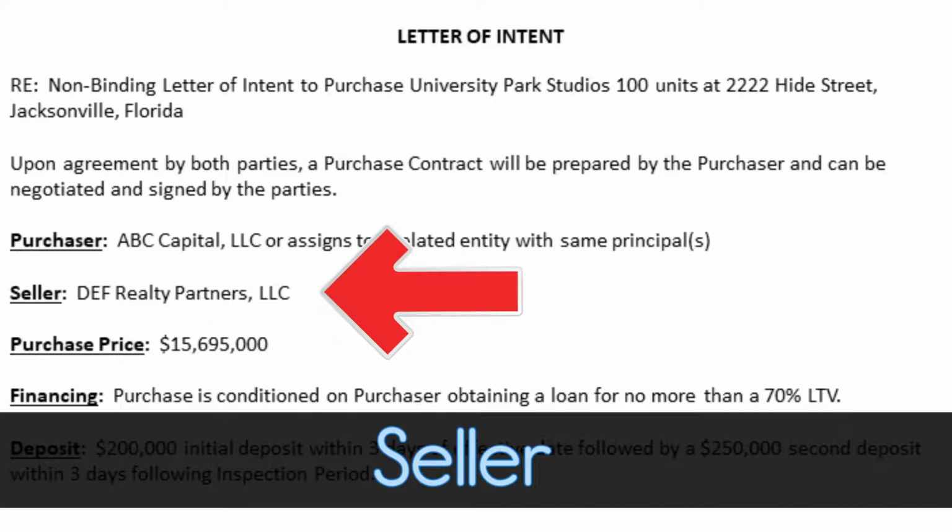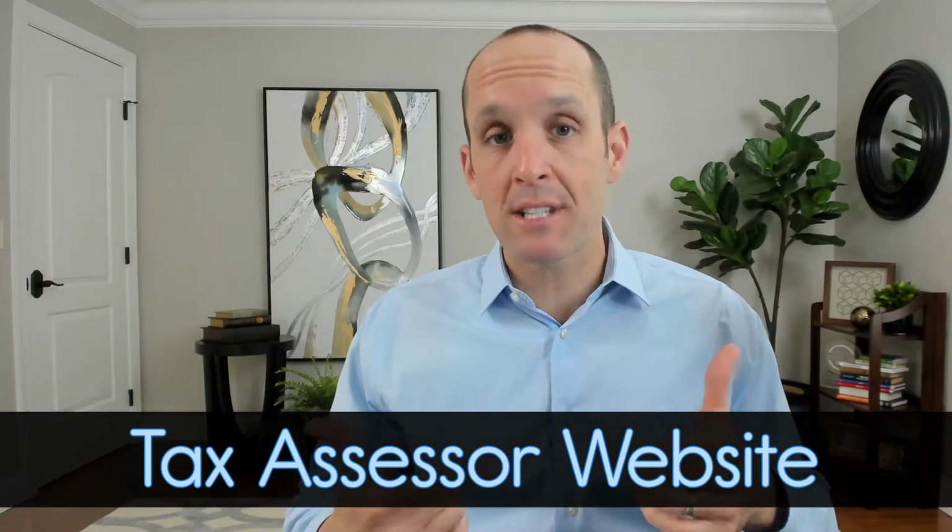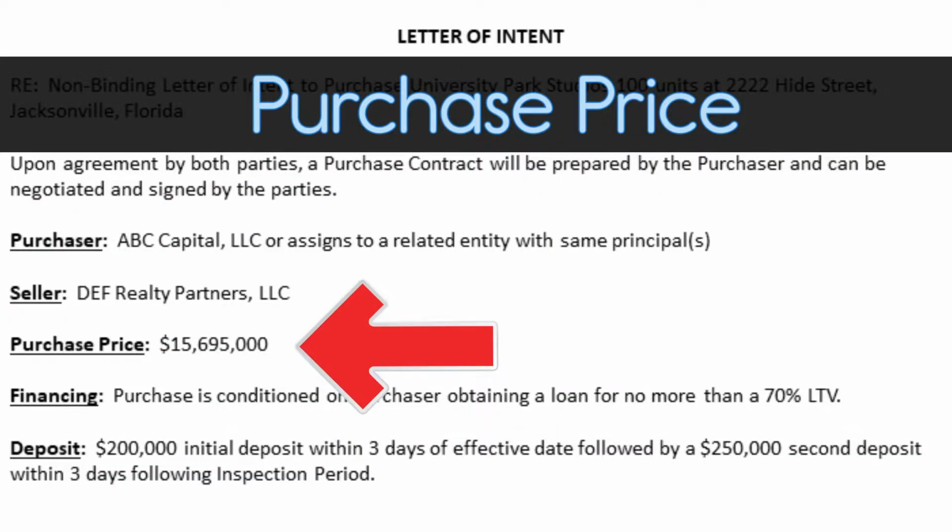Then you're going to list who the seller is, and you can find the actual entity name either on the county assessor's site or you can check the deed in the public records. Next up is the purchase price, which is probably the most important part, and there's really no jazz to this.